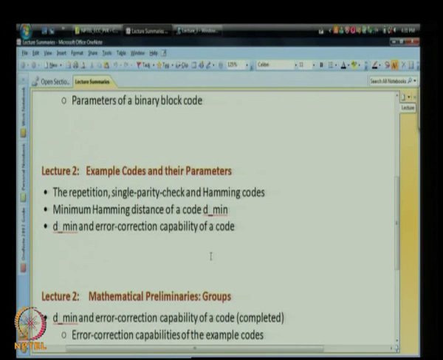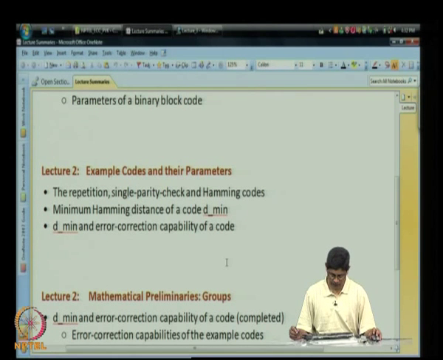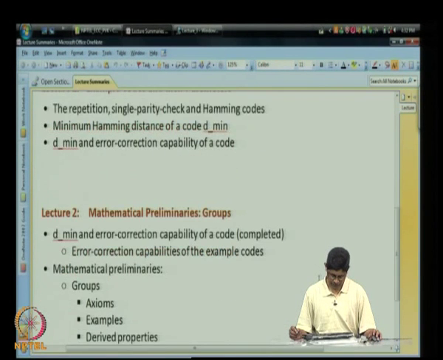Then in the second lecture, we looked at some example codes and their parameters: the repetition, single parity check and the Hamming codes. We looked at the minimum Hamming distance of a code, which is defined to be d min, and then we looked at the relationship between the minimum distance of a code and its error correction capability.